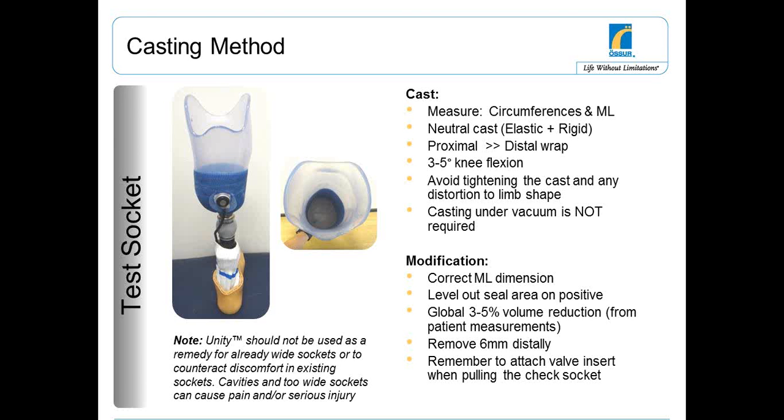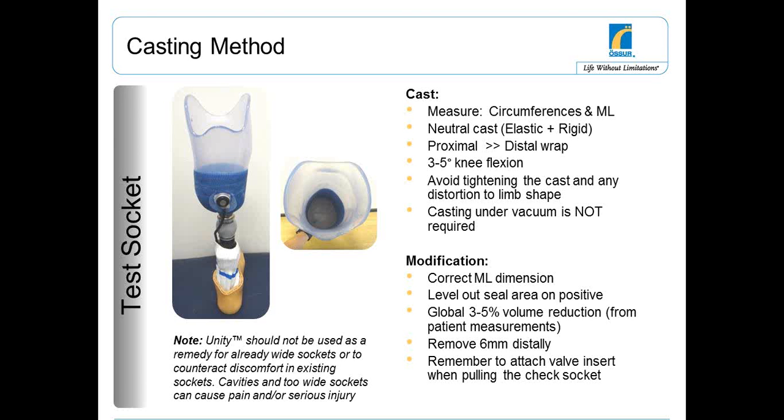The difference between doing it with vacuum and doing it with this neutral cast with elastic and rigid is minimal. I don't find there's really that much difference. For those of you that love casting with vacuum, I don't really have a problem with it because I've found that it also does work. It's just that my feeling is that it's extra work. You don't necessarily have to do that if you don't want to. But again, those of you that have the habit of casting with vacuum, it works, it's fine if you want to continue that.